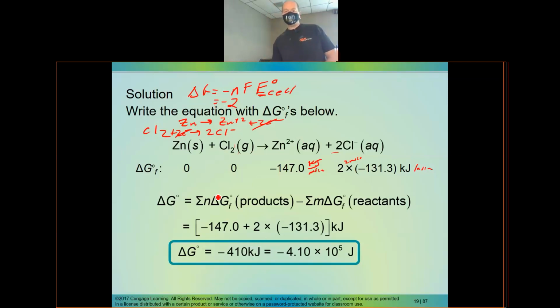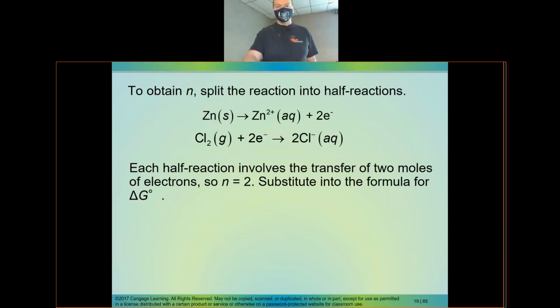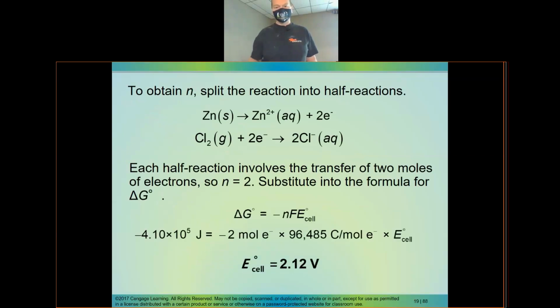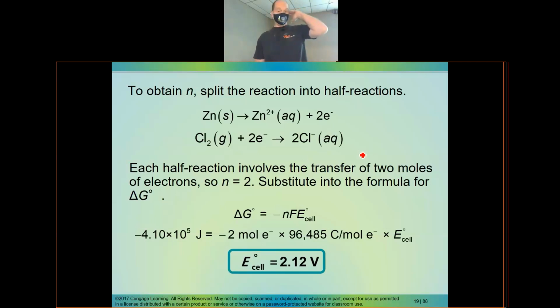All right, we calculated this. It has to be in joules. It is negative 4.10 times 10 to the fifth. And now F is 9.65 times 10 to the fourth. And now you simply solve for your E naught cell. All right, so divide both sides by negative 2, divide both sides by 9.65 times 10 to the fourth. You have a negative divided by a negative. You're getting a positive E naught cell value. And when you push the buttons, you get 2.12 volts.